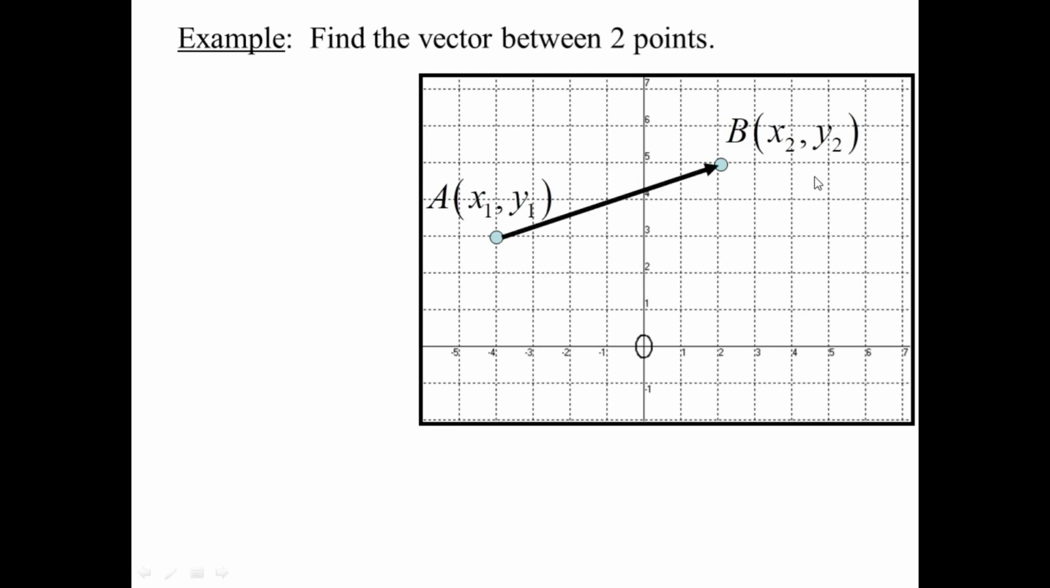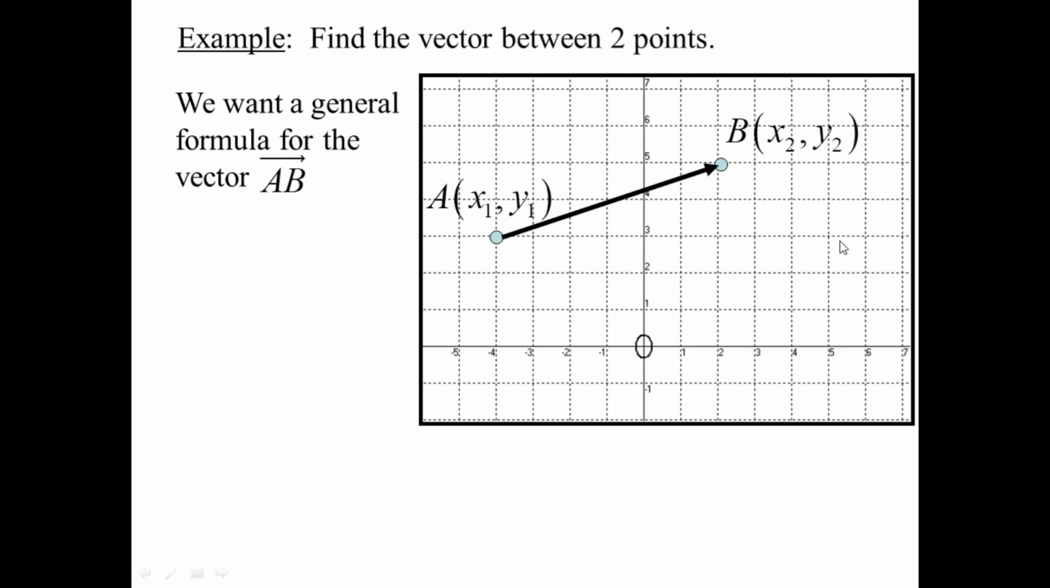And what we want is a formula for this vector between any 2 points. A formula for this vector, AB. We want a general formula for the vector AB. Okay, well, let's take a look. That is the origin, 0, 0, and that is the vector x1, y1. By definition, that's a vector x1, y1. It's a position vector. And this is the vector x2, y2. This is OB. So this is OB, and this is OA.